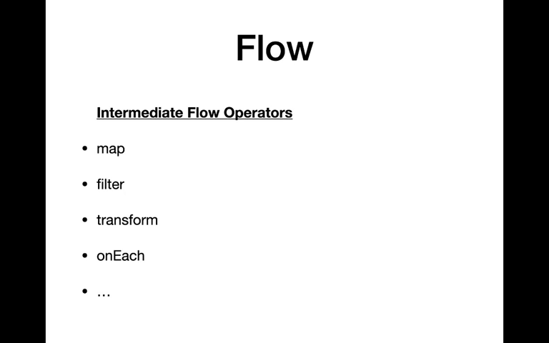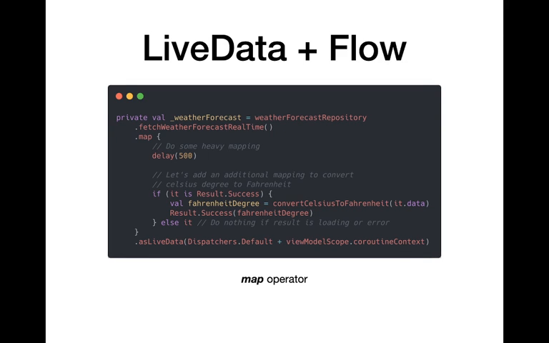With Flow, I think the powerful side of Flow is the operators. We have two kinds of operators. The first one is called intermediate flow operators, which is used to make some data transformation in between the producer and the collector side. So you have a bunch of operators here. Let's give an example for a couple of them. For instance, the map operator.